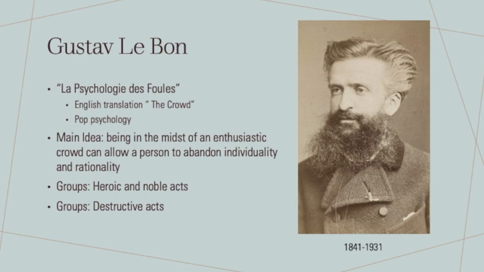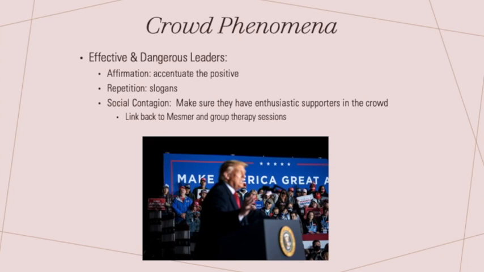However, on the flip side of this, people in groups can have destructive deeds and acts that they would never consider themselves capable of. So, Le Bon continued to investigate crowd phenomena by looking at behaviors of effective leaders and dangerous leaders as well, for that matter. There are 3 components, he said, to an effective leader. The leader must use simple affirmation to make their causes look simple and positive. They are repetitive. They have simple slogans that can easily be remembered. And finally, they promote social contagion.